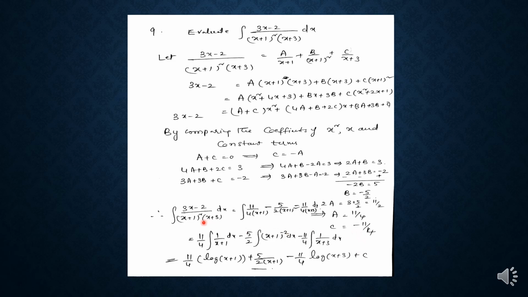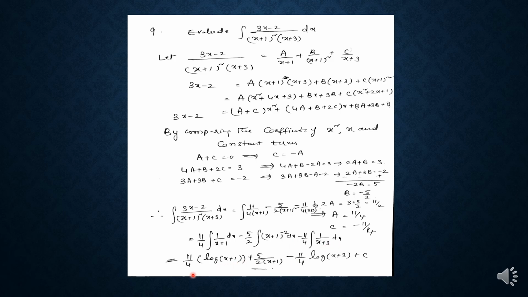So now by substituting these values in the given integral, integral of (3x minus 2) by (x plus 1) whole square into (x plus 3) dx is equal to integral of A by (x plus 1), that is 11 by 4 into (x plus 1), plus B by (x plus 1) whole square, minus 5 by 2 into (x plus 1) whole square, plus C by (x plus 3), minus 11 by 4 into (x plus 3) dx. Now integrating these terms separately: 11 by 4 into integral 1 by (x plus 1) dx, minus 5 by 2 into 1 by (x plus 1) whole square, which can be written as (x plus 1) to the power of minus 2 dx, minus 11 by 4 into integral 1 by (x plus 3) dx.